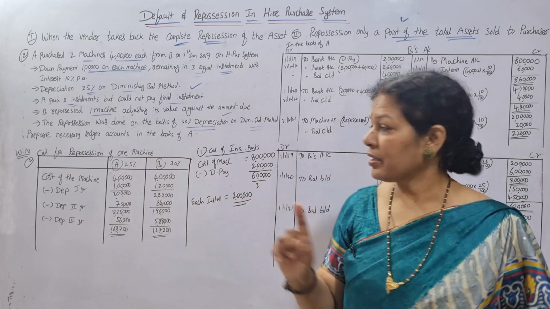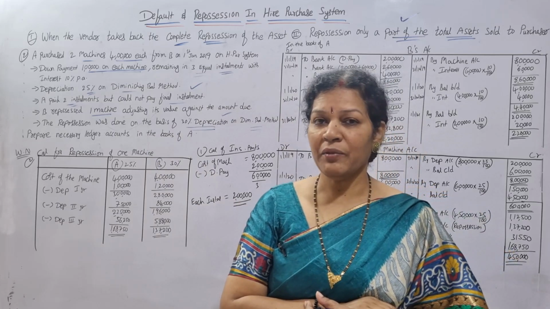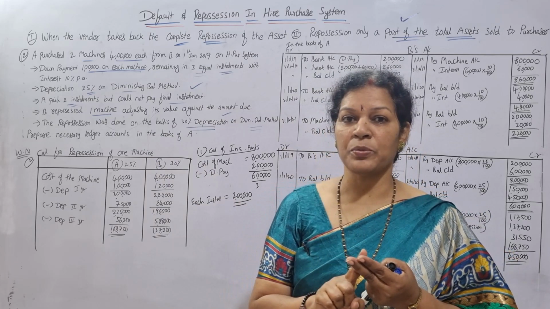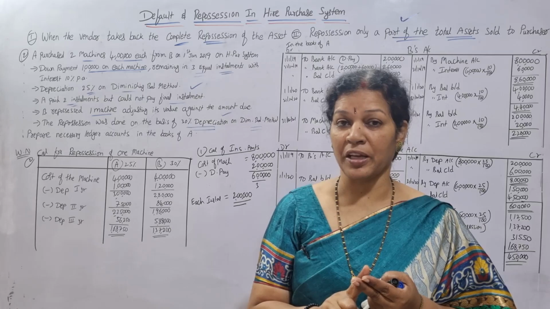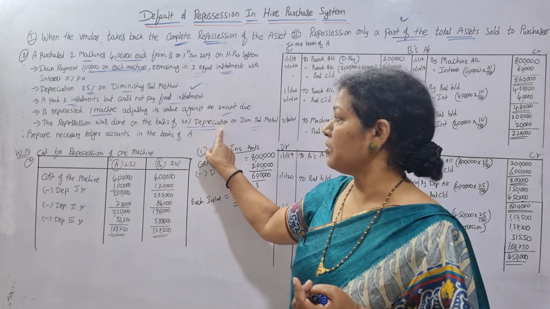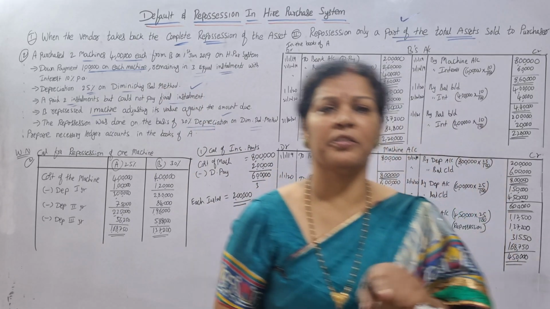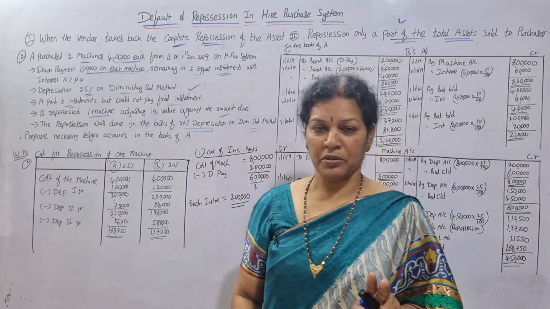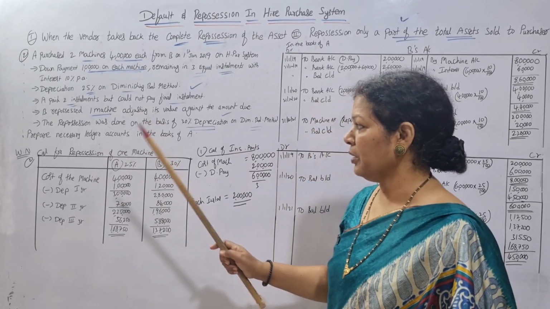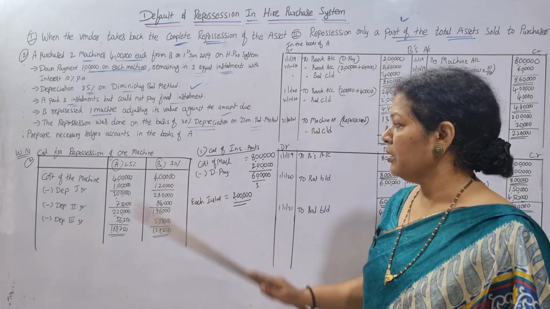The second one is calculation of repossession of one machine. Here we are going to calculate the depreciation as per A and as per B. As per A it is 25%, as per B it is 30%. Both will be calculated. Depreciation is by the diminishing balance method. As per A 25%, as per B 30%.